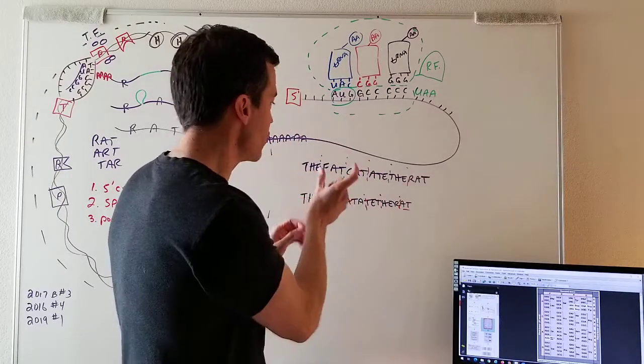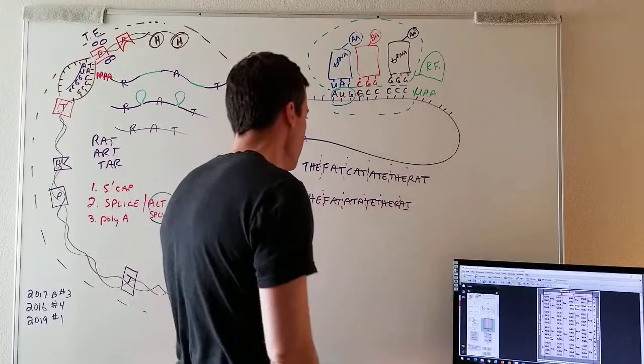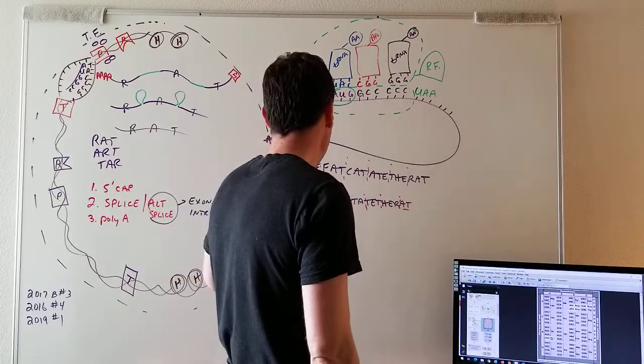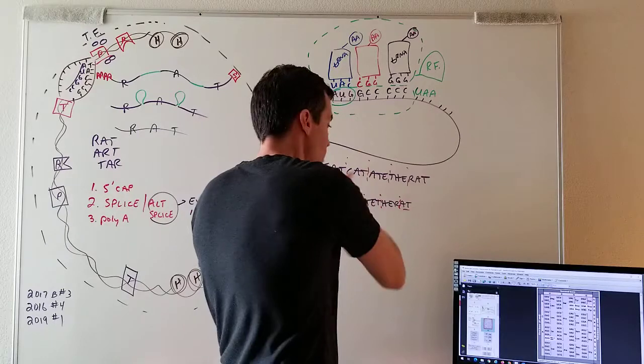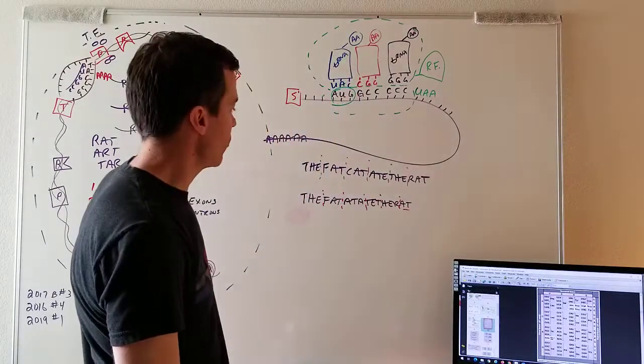So a frame shift mutation is when, since we always read in 3s, you eliminate a single or a double, something like that, then it changes your reading frame, and that changes the final protein.